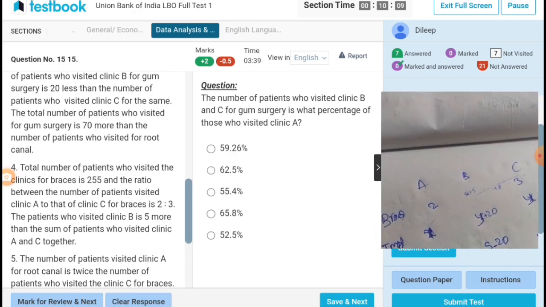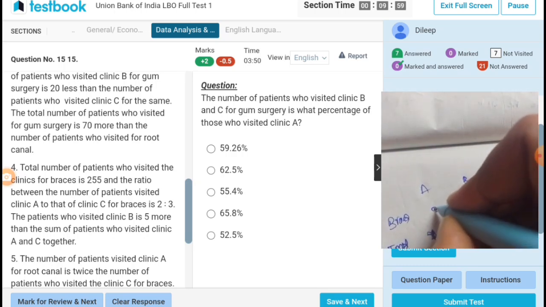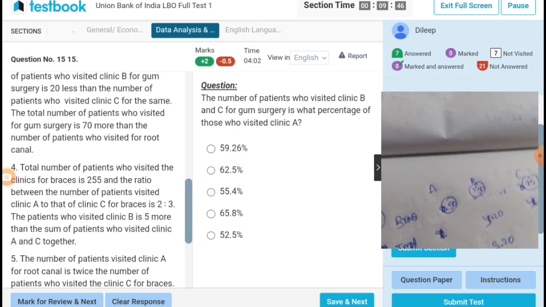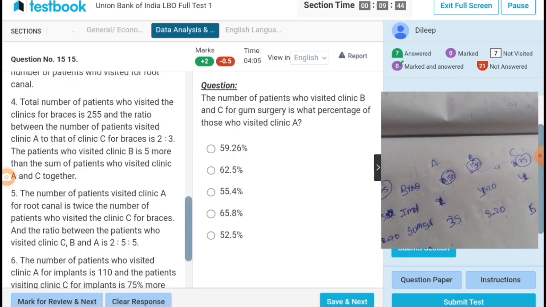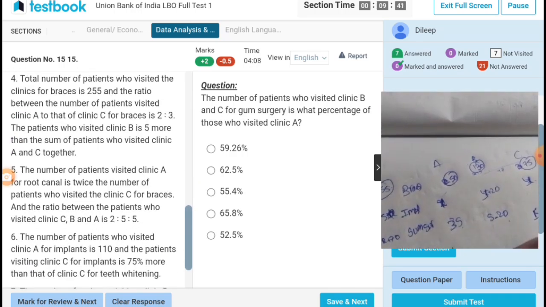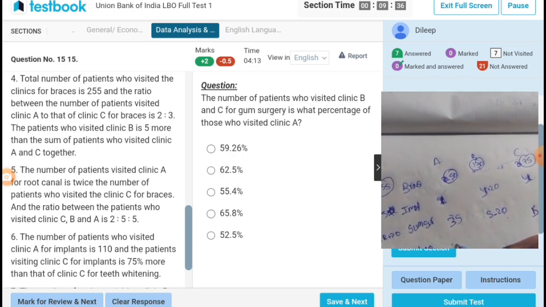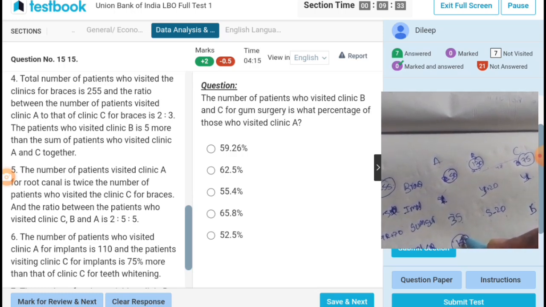X plus 5, 250. So I think 50, 130, 75. Next, the number of patients visited clinic A root canal is twice as of the braces, 150.